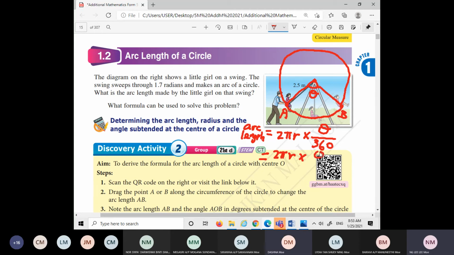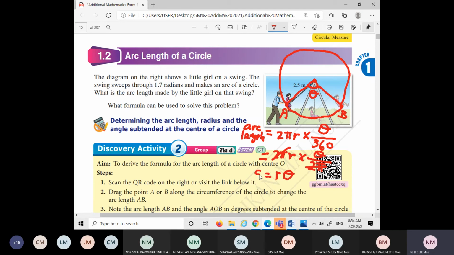Okay, I repeat. Just now, we know that 180 degrees is pi radian, correct? So 360 degree is 2 pi radian. Okay, very good. Now I change the 360 degree to 2 pi radian. Now you see what happened? The 2 pi, I can cut. So now my formula becomes r theta.